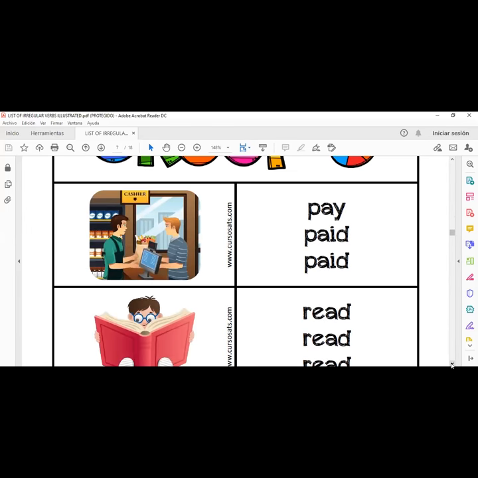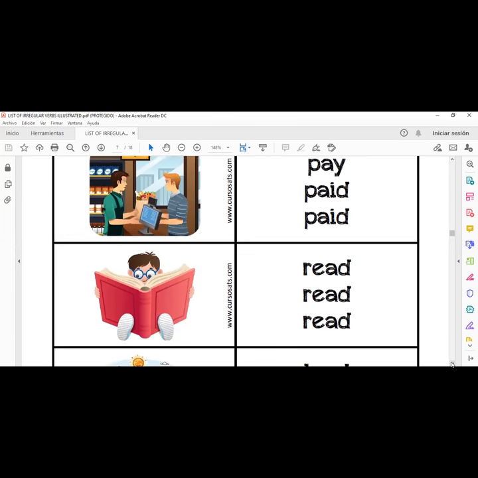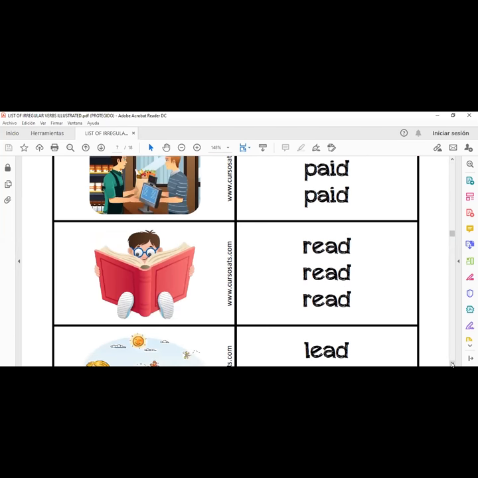Group three. Pay, paid, paid. Vea que este casualmente, este grupo sí es como los regulares, ¿verdad? Que se escribe igual el pasado y el pasado participio, pero it's only this, just a few groups. Solo son estos poquitos, ¿verdad? Read, read, read. Vea que aquí se escribe igual, pero el presente se dice read y el pasado se dice red, como el color, ¿verdad? Igual. Read, read, read.